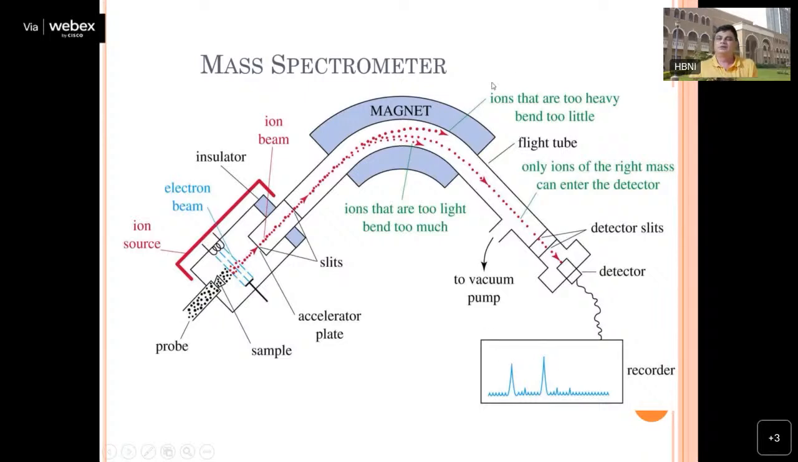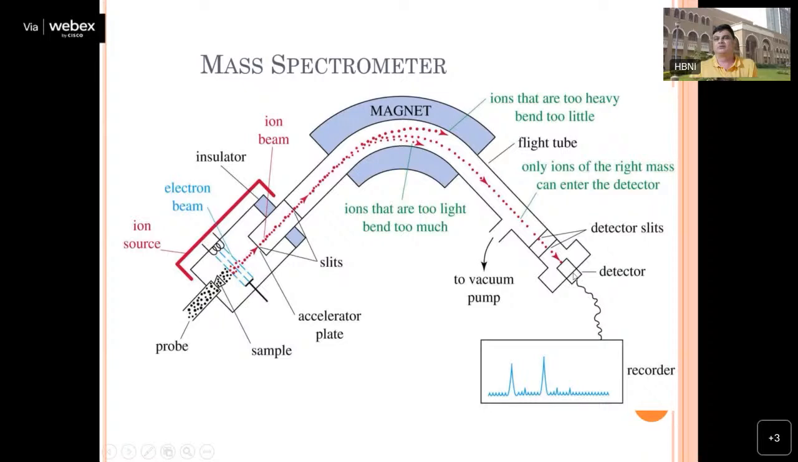See, here one more important thing is that the whole mass spectrometer has to be in a high vacuum. Why do we need a high vacuum? Because we want the mean free path to be very long. During the flight of the ions, when they are deflected here, they should not interact with the atmosphere, because otherwise they will interact with the different particles of the atmosphere and get lost.